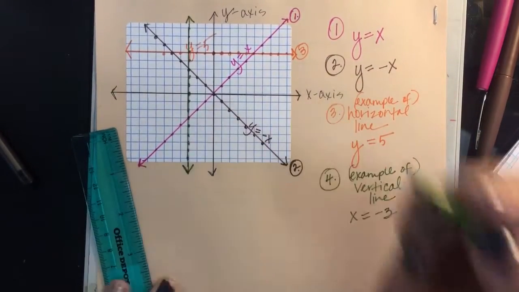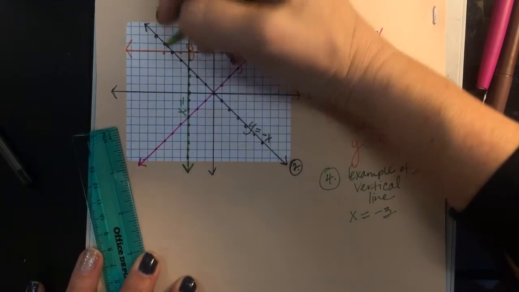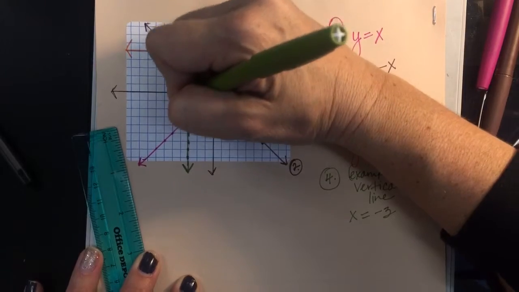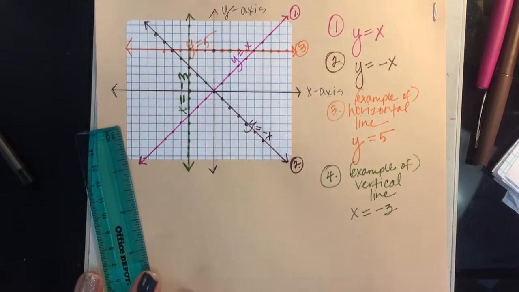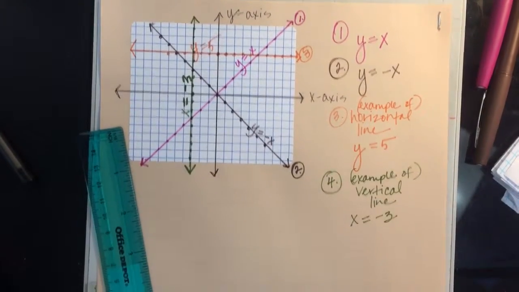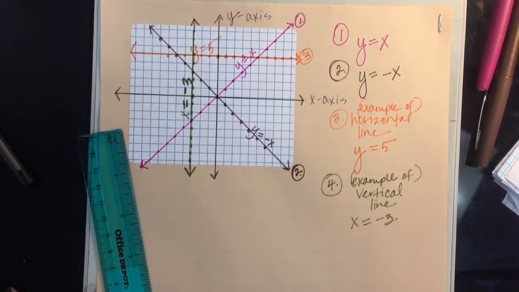So we're dealing with reflections in section 4.2. Yesterday we were looking at translations, those slides. The thing about reflections that's going to be different is the orientation of our figure is going to change, because it's going to flip over a line of reflection.